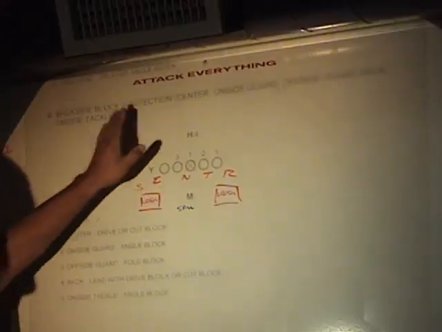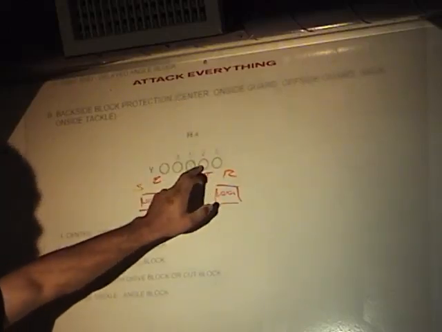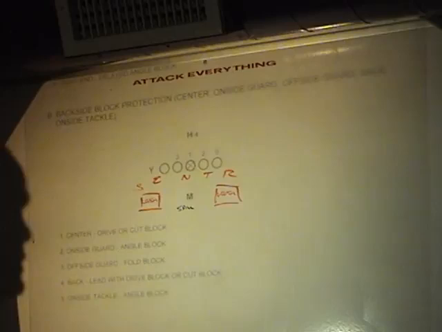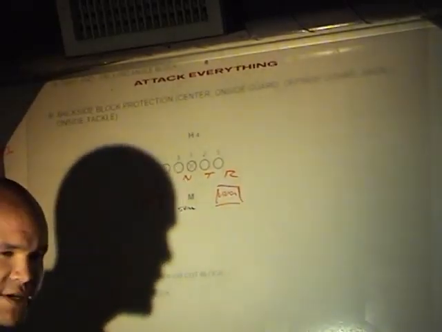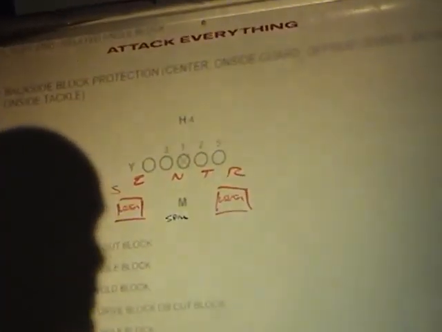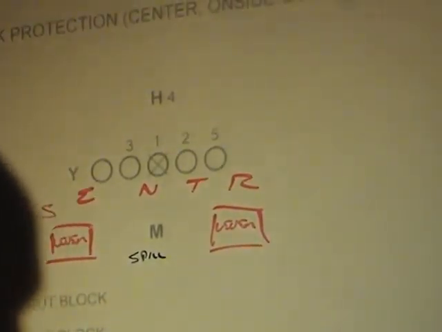All right, so the backside block protection for the zero technique would go center to onside guard to offside guard to the back to the tight end. Okay. Now all these things, my eyes are going 1, 2, 3, 4, 5. A lot of it's a feel, but the majority of it is an anticipation as I'm flying downhill. So there's no shuffle in our vocabulary.